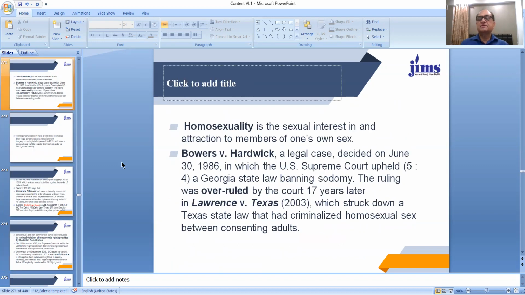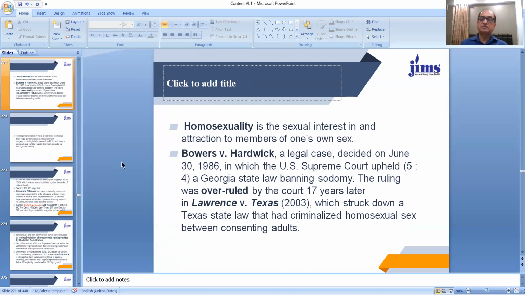Dear students, homosexuality is the sexual interest in and attraction to members of one's own sex. A male doing sexual activity with a male and a female doing sexual activity with a female are known as homosexuals.